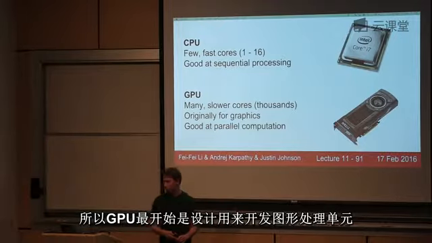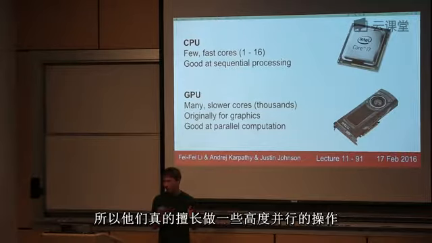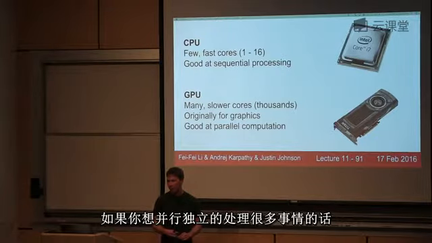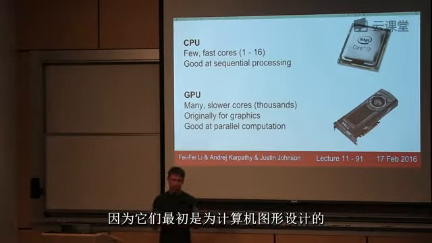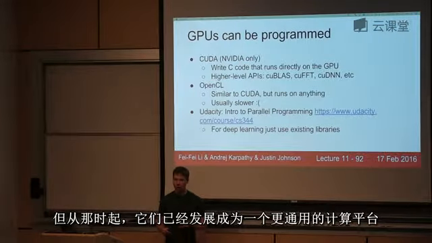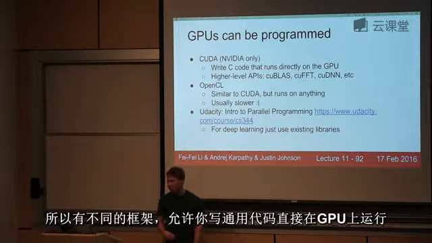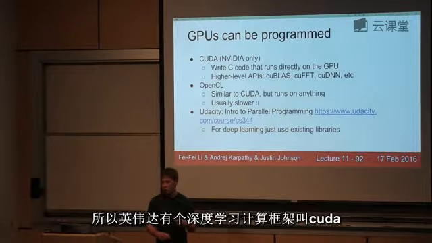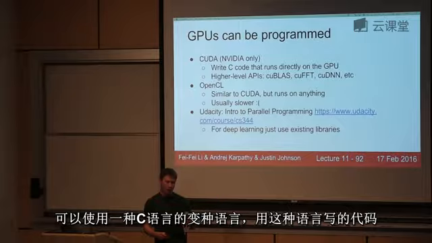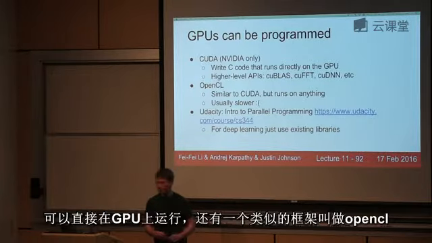So these GPUs were originally developed for graphics processing. And so they're really good at highly parallelized operations, where you want to do many, many things in parallel independently. Since they were originally designed for computer graphics, they've evolved into a more general computing platform. So there are different frameworks that allow you to write generic code to run directly on the GPU. From NVIDIA, we have this framework called CUDA that lets you write a variant of C to write code that runs directly on the GPU.